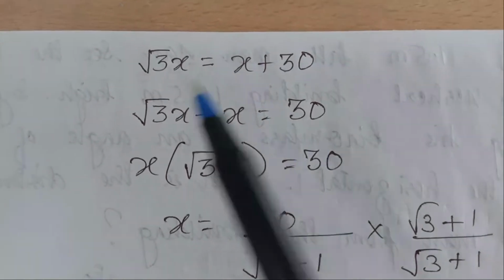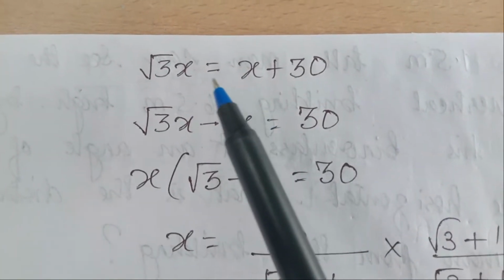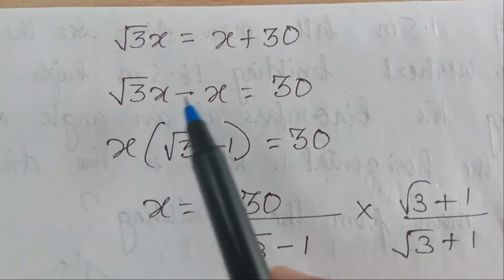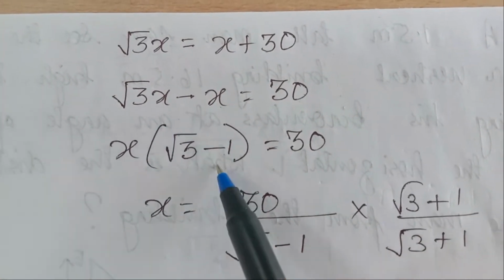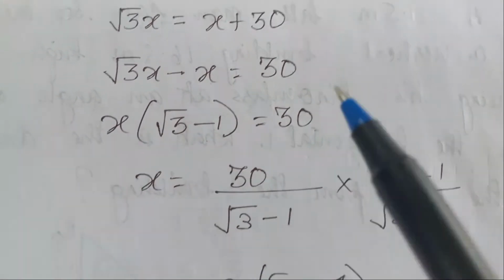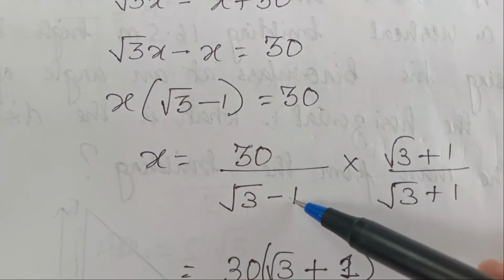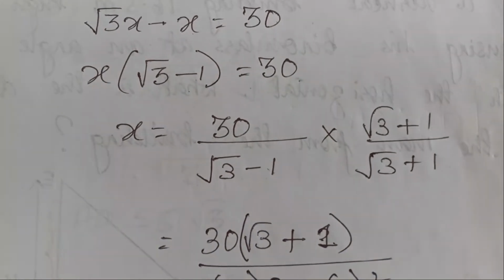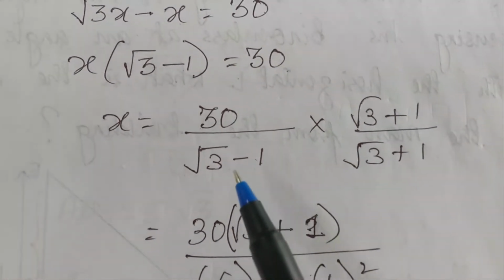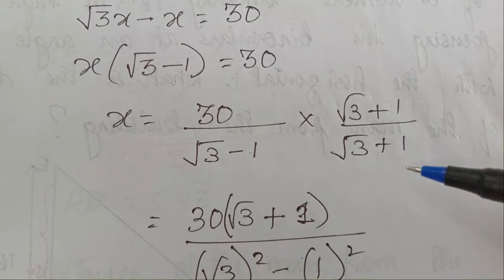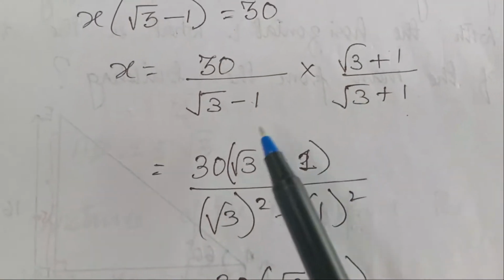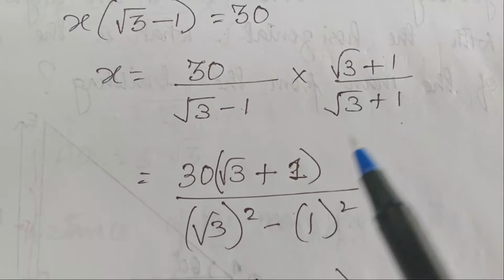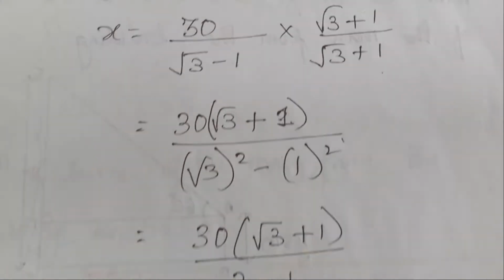After doing cross multiplication, you keep X one side: root 3X minus X is equal to 30. X is common, so we will write X into root 3 minus 1 is equal to 30. Now this number you have to write on the right hand side. We cannot keep root in the denominator, so we have to rationalize it. You have to change the sign and multiply numerator and denominator, so that you will get 30 into root 3 plus 1, by a minus b, a plus b, it is a square minus b square.